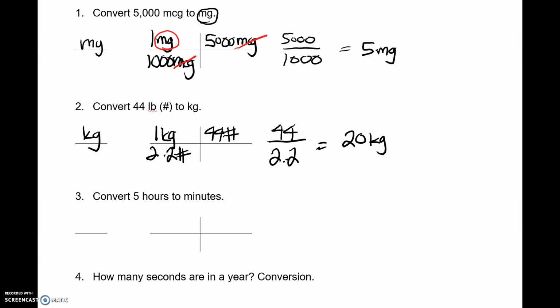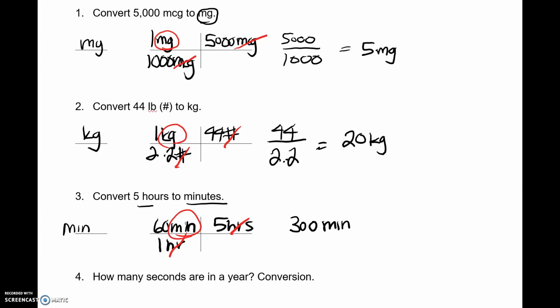Okay. Convert 5 hours to minutes. We're looking for minutes again. We know there's 60 minutes in 1 hour. And we know that we have 5 hours. Our values cross out. Sorry, I didn't do that up here. We're left with minutes. 60 times 5 equals 300 minutes.